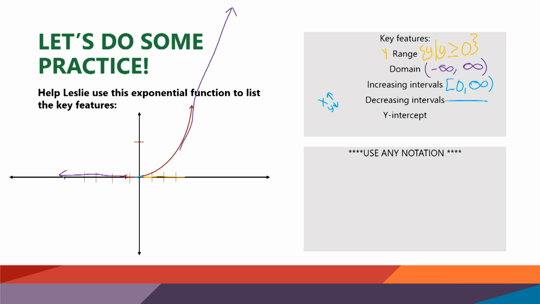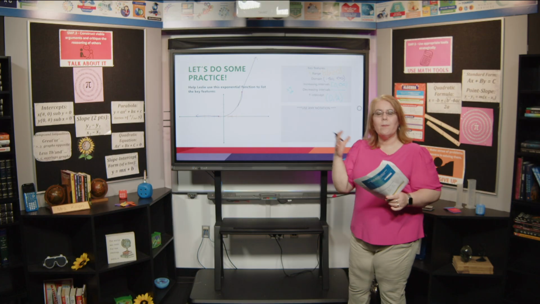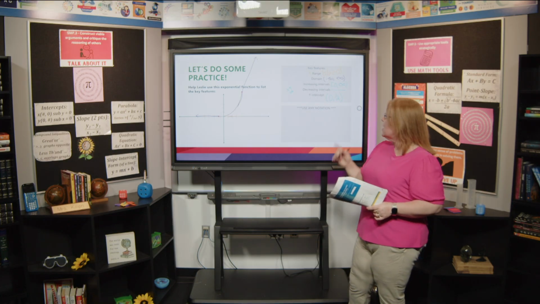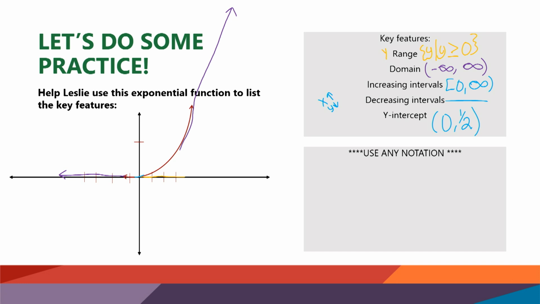So I would say that it's at 0, 1/2, 1/3, right above that origin is what I would say. So there are most of my key features.